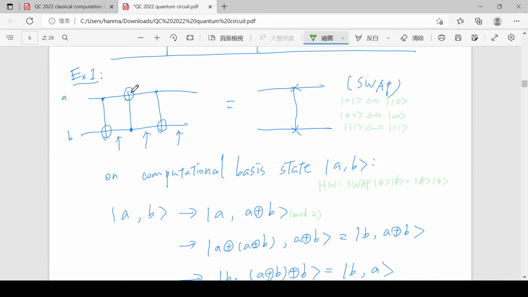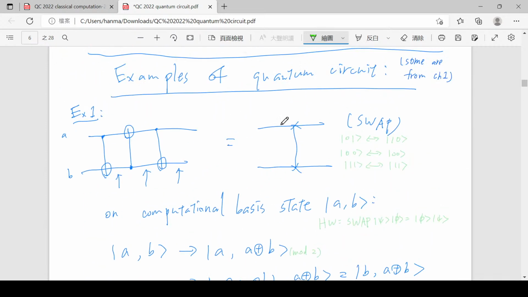This is how we write our quantum algorithms sometimes. So first example, we have some circuit identity. The first example is how we construct a swap gate. The swap gate can actually be constructed out of 3 CNOT gates. If you place 3 CNOT gates in this sequence, it's equal to our swap gate, which swaps 0, 1 to 1, 0.